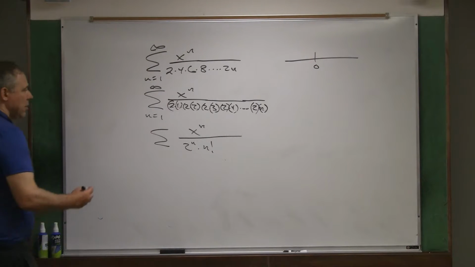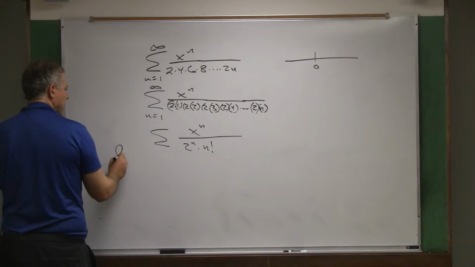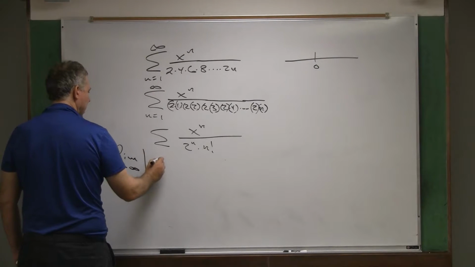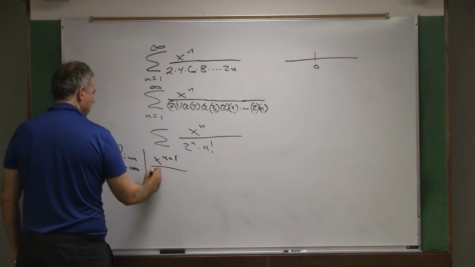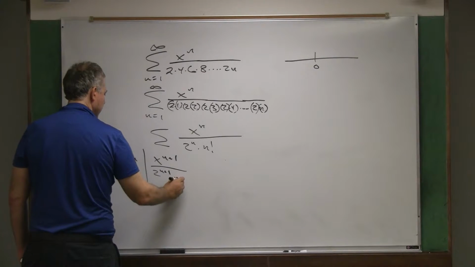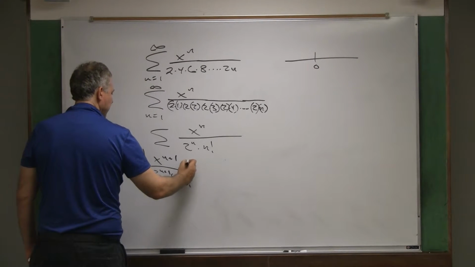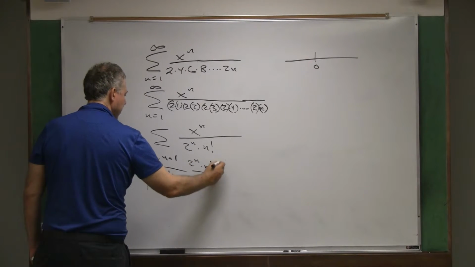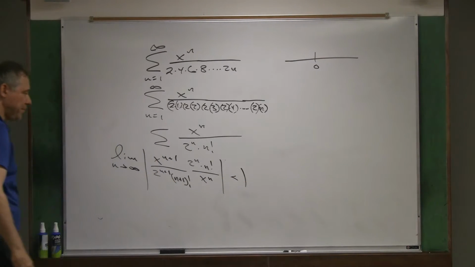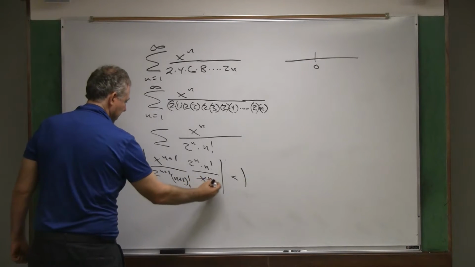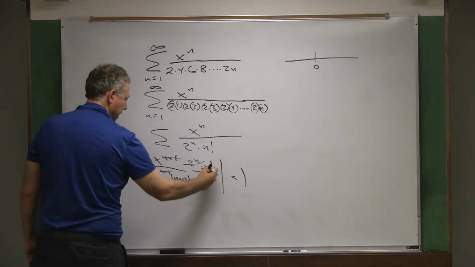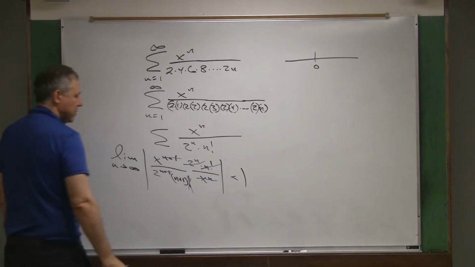So we can do a ratio test. The limit as n goes to infinity of the absolute value of x to the n plus 1 over 2 to the n plus 1, n plus 1 factorial, times 2 to the n, n factorial, over x to the n. Force this to be less than 1. Cancellation all over the place, so cancellation here, cancellation here, cancellation here. So just the n plus 1.